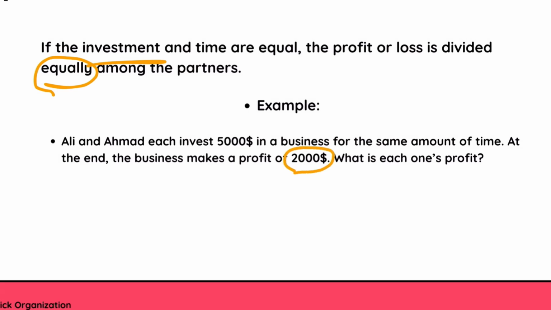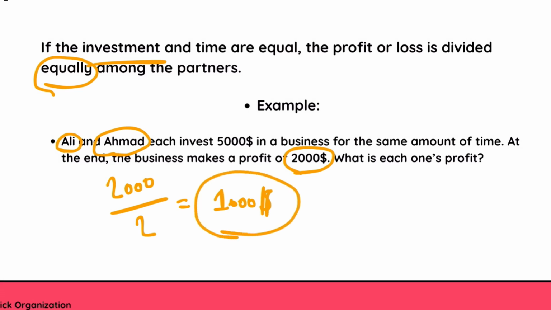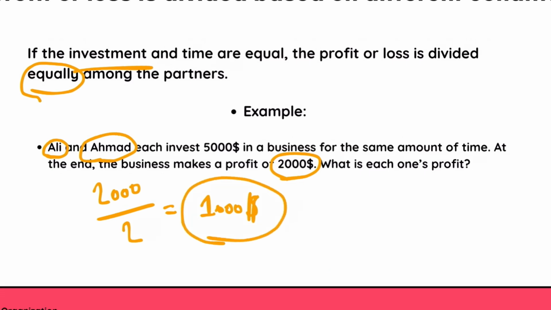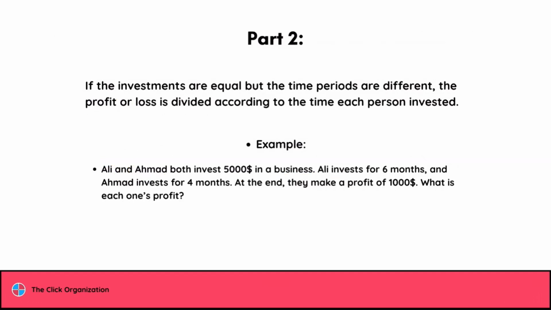So this is the profit, okay? So 2,000 divided by 2, because we have 2 people, Ali and Ahmed, divided by the number of the partners. So 2,000 divided by 2 will be $1,000. And don't forget to add the currency. So yeah, this is the profit of each partner in this business. This was the first condition.